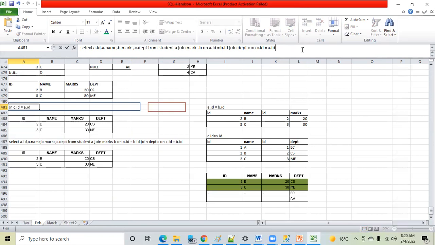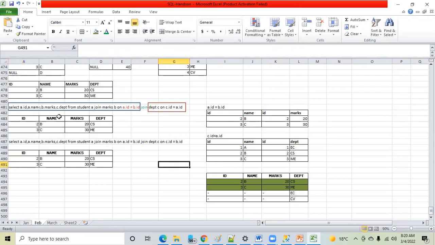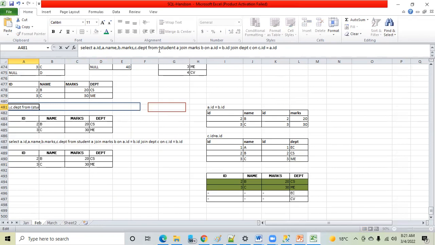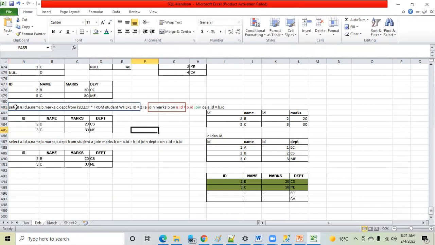But if you want to implement this, when you have written a.id, you can write it like this: from, and then here, select star from student where id is equal to 2. So here you will get the benefit that it will not scan the entire student table. Now it will scan only the record where id is equal to 2. So now you can save effort here. Is that clear? We are doing a pre-filter before joining. Yes, you have to apply the filter here.